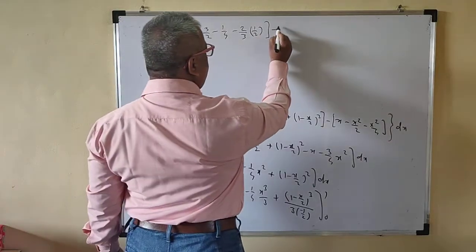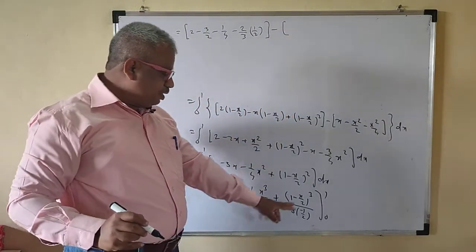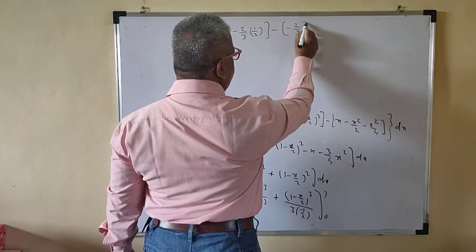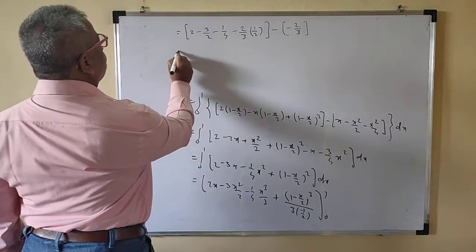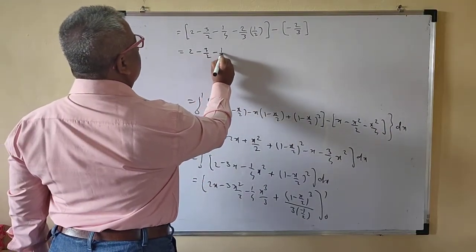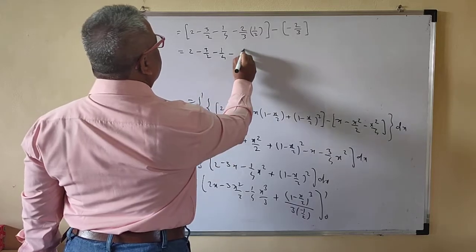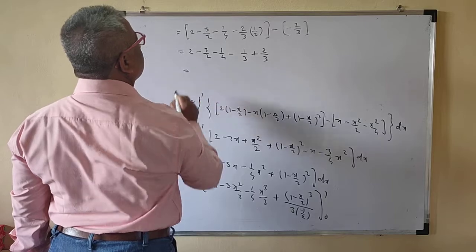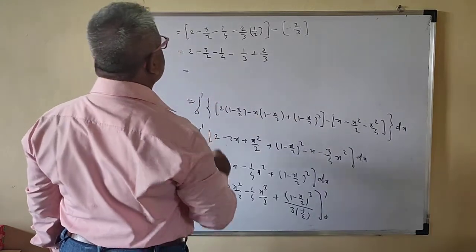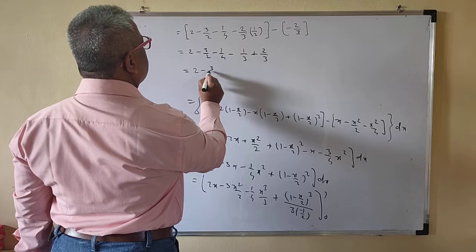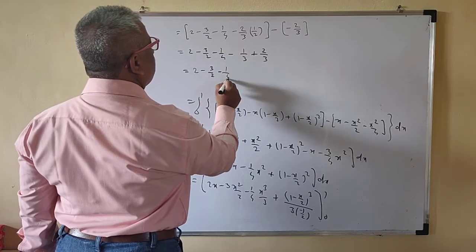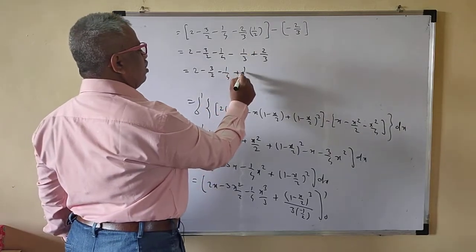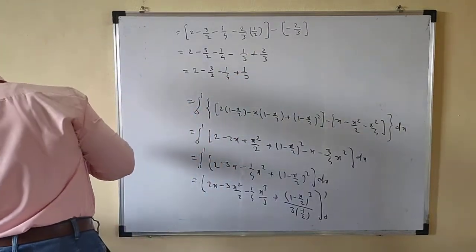Minus, you have to put a lower limit. So if you put a lower limit here, this will be 0. This will be 0 then. Just this is what? Minus 2 by 3. Minus 2 by 3. Okay. So now see here. 2 minus 3 by 2 minus 1 by 4 minus 1 by 3 plus 2 by 3. So this is what is? So 2 minus 3 by 2 minus 1 by 4. So what is this? This is minus 1 by 3. So this is plus 1 by 3 then.